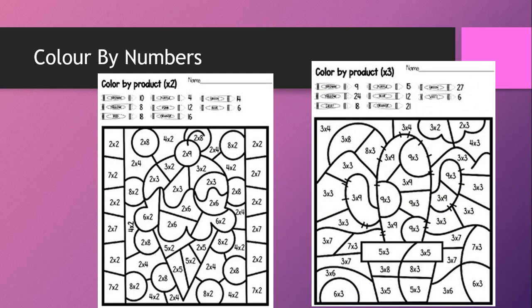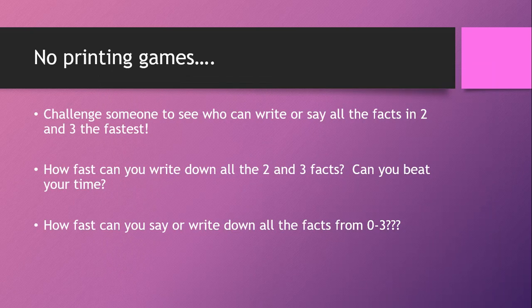Remember, if you're doing the optional activities, please share them with me. And there's even some no printing games. And that's just challenging someone to say all the facts in the 2-3 times table, or how fast can you do it, or how fast can you say or write down all of the facts from 0 to 3.